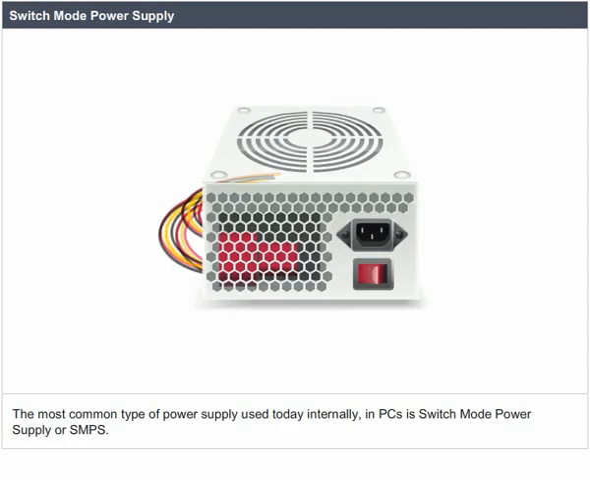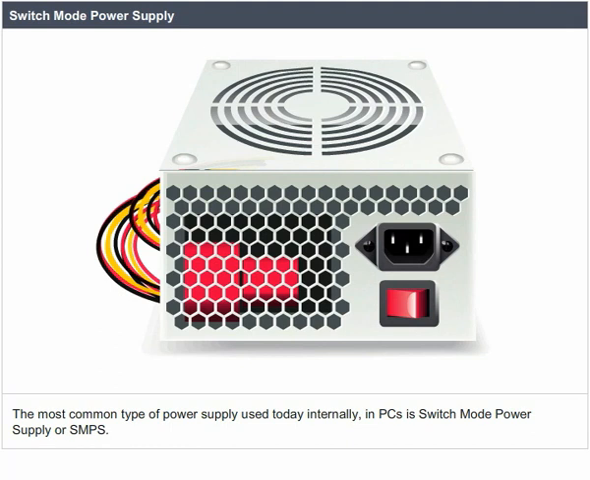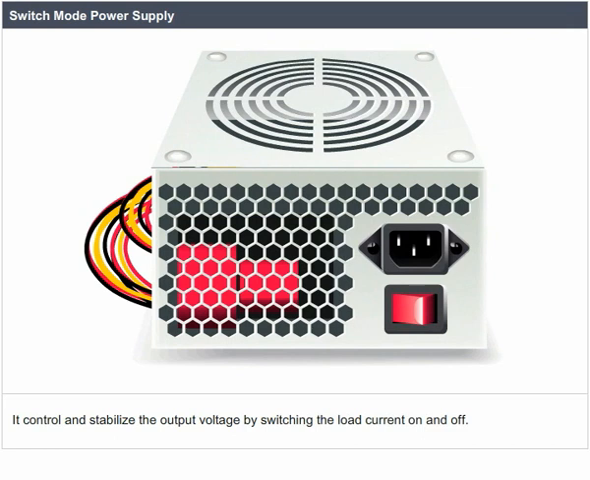Switch mode power supply. The most common type of power supply used today internally in PCs is the switch mode power supply, or SMPS. It controls and stabilizes the output voltage by switching the load current on and off. These power supplies offer greater power conversion and reduce the overall power loss.